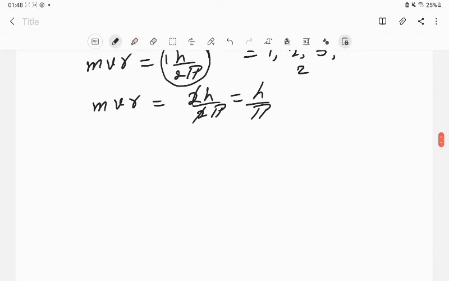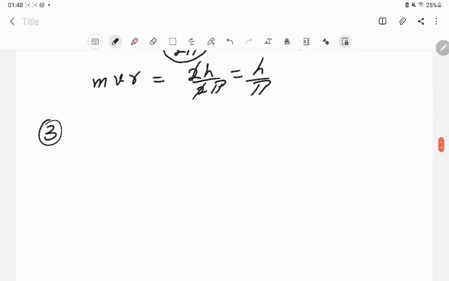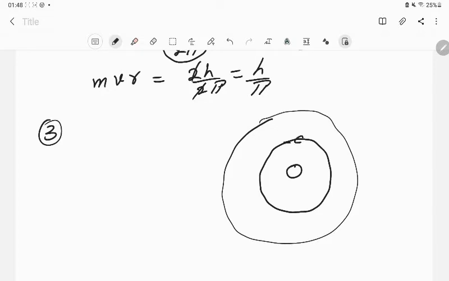So this is the second postulate. Now, what is the third postulate? Okay, this is the nucleus, electron. This is the first energy level, here n is equal to 1. Second energy level, n equal to 2. Now, in the second postulate, Bohr says that the electron moves in a fixed orbit.